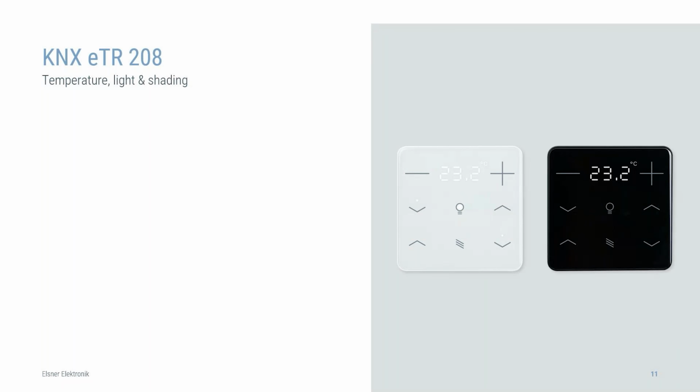Next up, we have the eTR 208. This one has the addition, next to the basic functions, that we can control the lighting and the shading with the same device. So with all these small products, we can already cover most of the important functions of a room. We have heating, lighting, and shading control in one device.